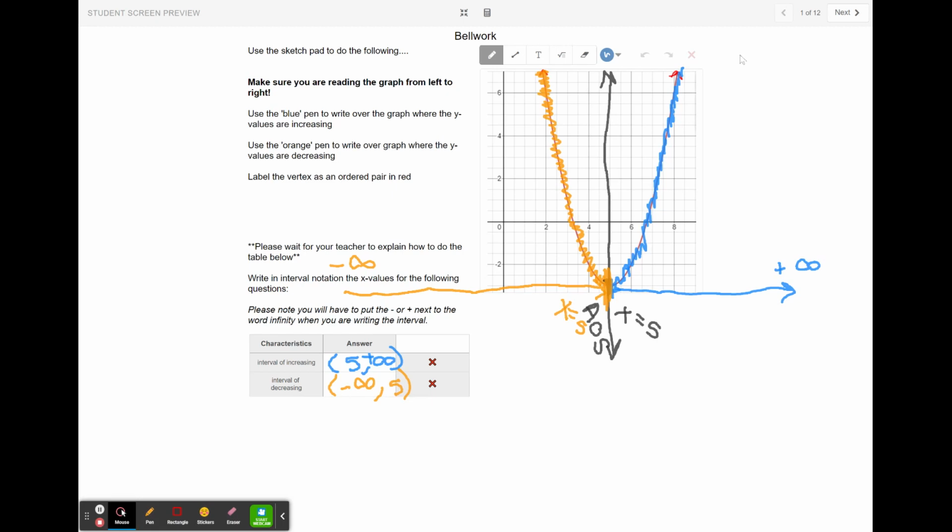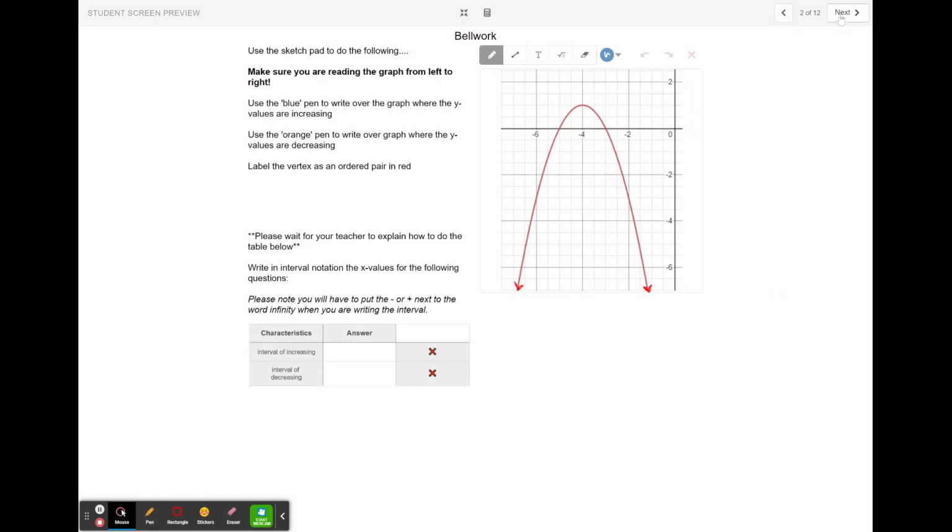Now when you switch over to slide number 2, you're going to notice that the graph is upside down. That doesn't change what you do. You still draw your wall in the middle, okay? Axis of symmetry. That wall is where x is negative 4, because it cuts through the negative 4. Now start to shade. It says blue is increasing. So I know that my graph is going up the hill on the left side and going down the hill on the right side.